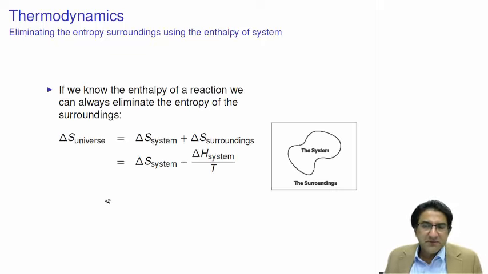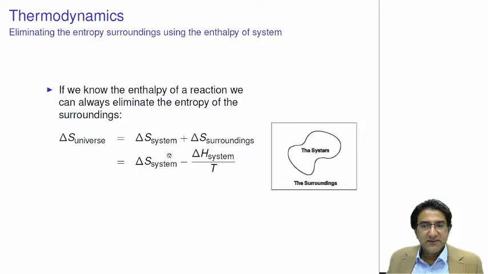We've pretty much done this before, but let's show you again. If we know the enthalpy of a reaction, we can always eliminate the entropy of the surroundings. Change in entropy of the whole universe is change in entropy of the system plus change in entropy of the surroundings. Now, we don't like that surroundings thing. Let's get rid of it by replacing it with just system properties. It's difficult to know things about the surroundings. It's much easier to measure things just about the system.